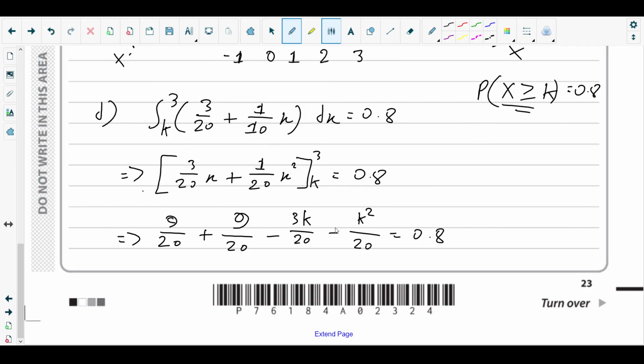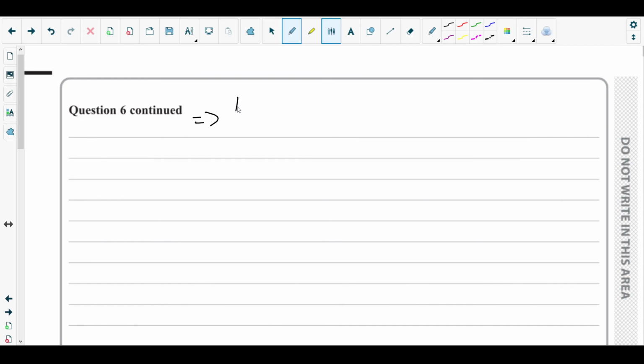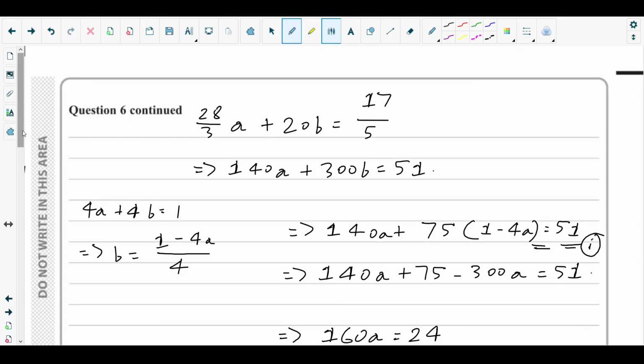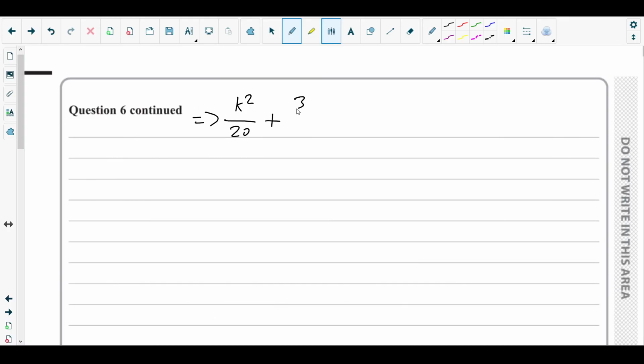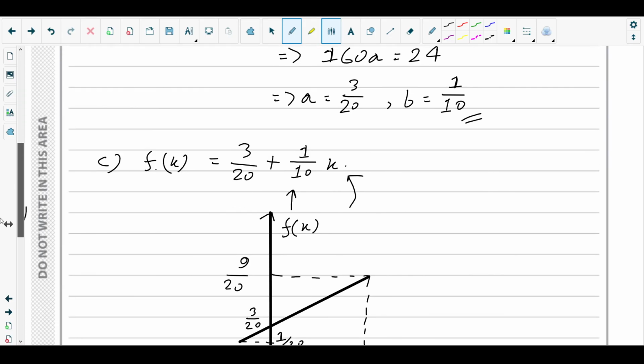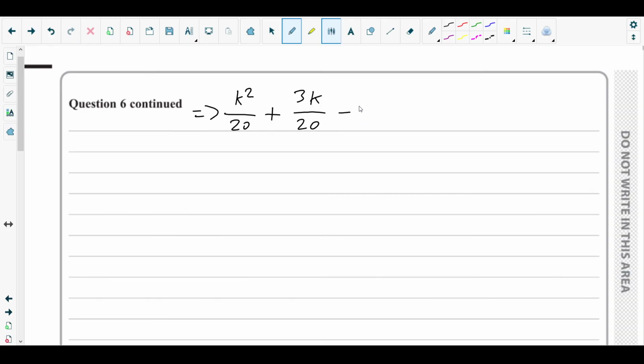Take all the terms to the right, so we'll get k squared over 20 plus 3k/20 plus 3k/20, and the addition 9/20 plus 9/20 is 18/20, right? Now if you take it to the right, it will be 0.8 minus 18/20, which is -1/10, equals 0. Multiply both sides by 20, so you'll get k squared plus 3k minus 2 equals 0.